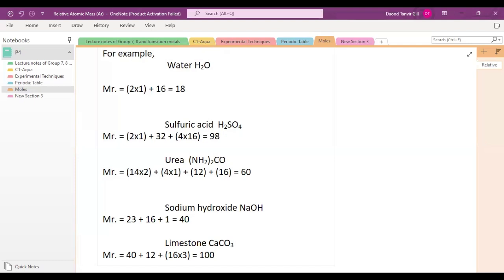So class, in this way we can find the relative molecular mass of compounds.